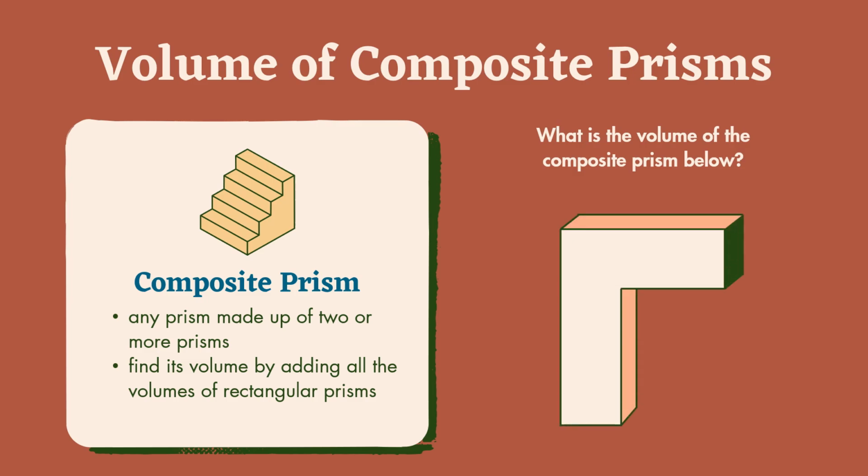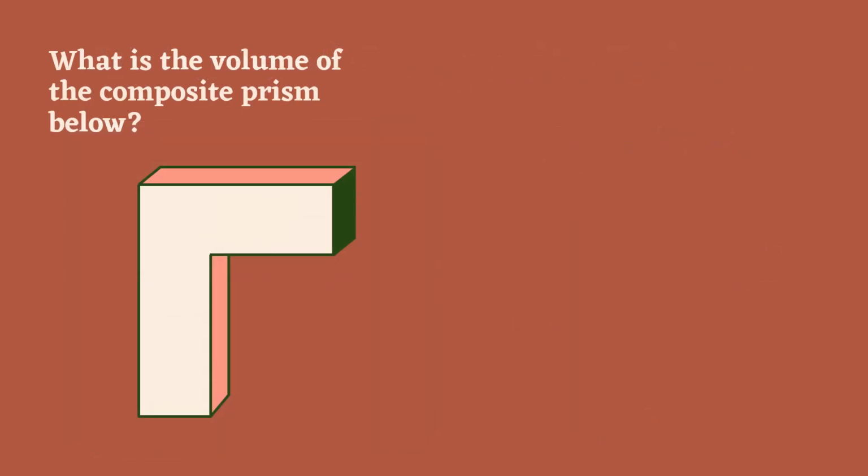So, how are we going to answer this? Given all the dimensions here, we're going to find the volume of this composite prism. To answer this problem, first we're going to make two prisms out of this composite prism. So, we have the first one. This is our first prism with a dimension of 10 centimeters for the length, 3 centimeters for the height, and 2 centimeters for the width.